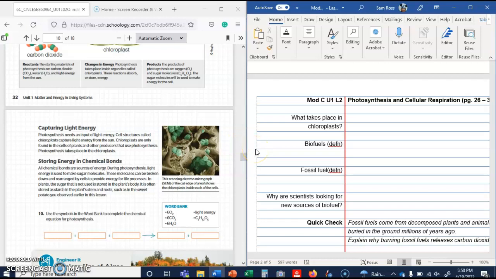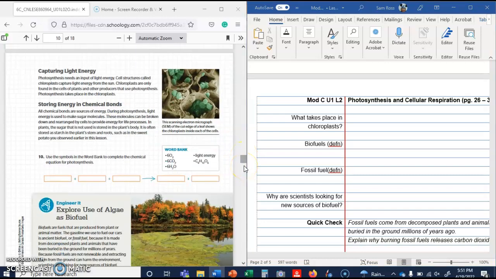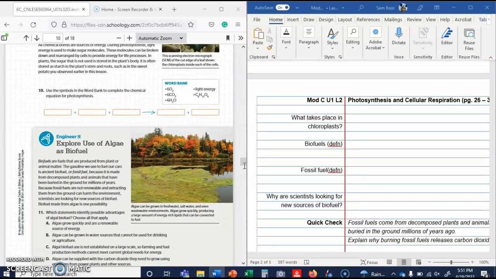And then we're down to biofuels, the definition. Let's see if we can find out where that's at. If that's on 33, I think that's here. Okay, biofuels are fuels produced from plant or animal matter. So you would put that here. Fossil fuel is made from decomposed plants and animals that have been buried in the ground for millions of years. So you could put that here.